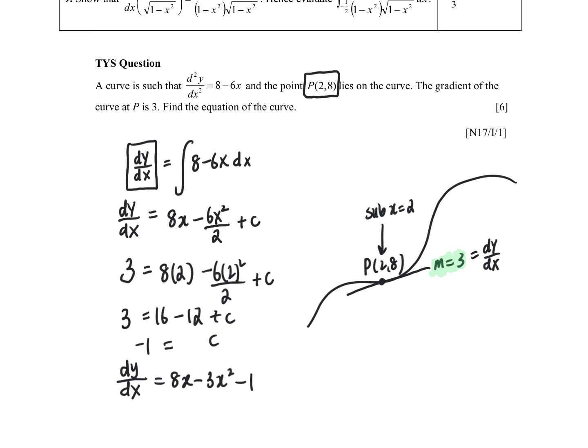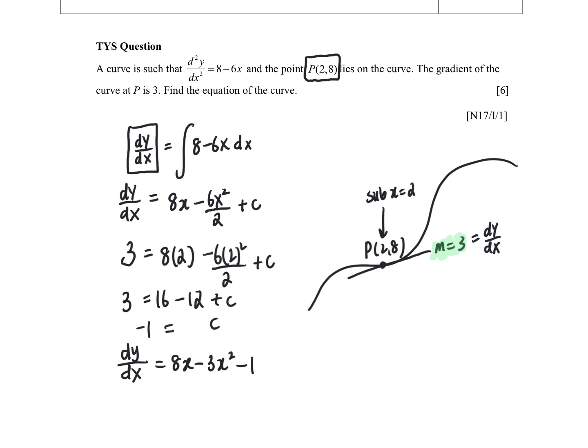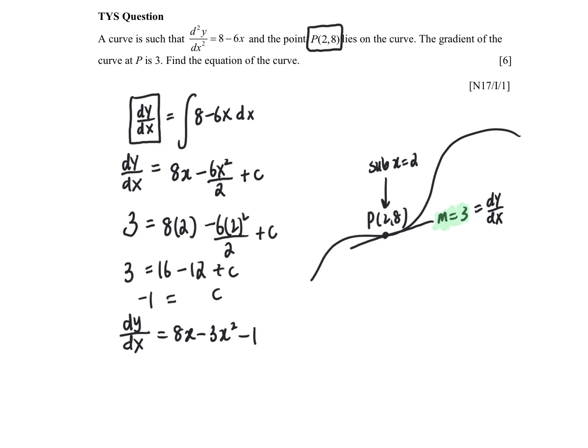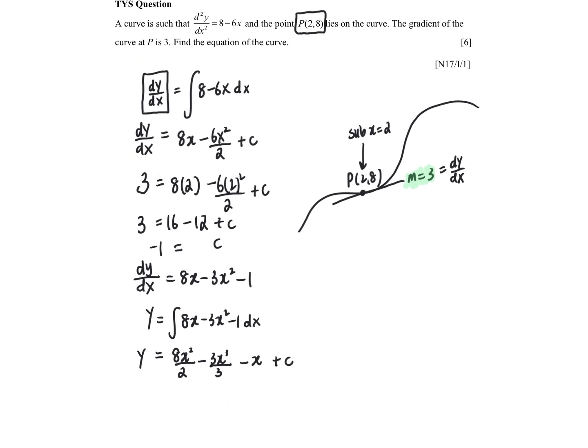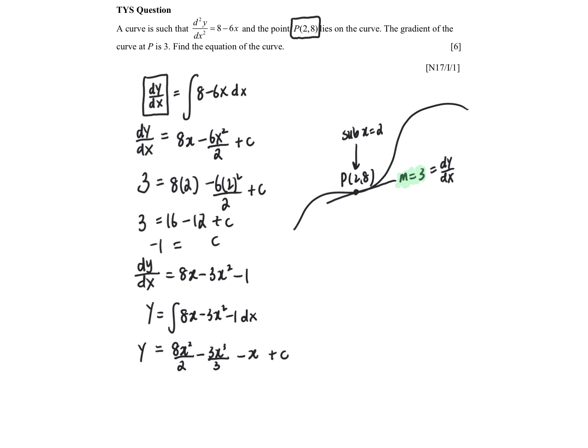So how do we get back to our curve? Integrate one more time. If you integrate this one more time, you get back your y. So what is the integration? 8x squared divided by 2, then the minus 1 becomes x, and then add a plus c. So this is your curve. But how to solve for the c? Sub in this point, because this is a point on the graph.